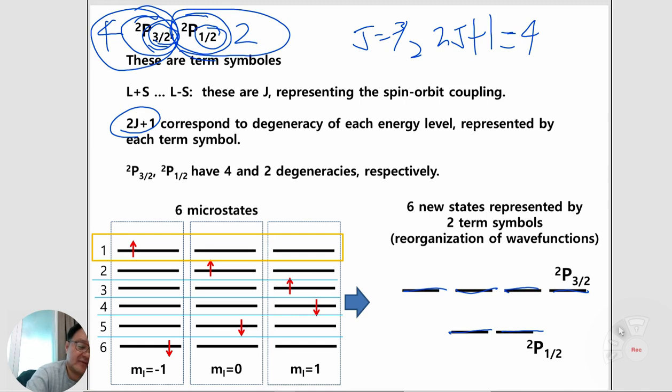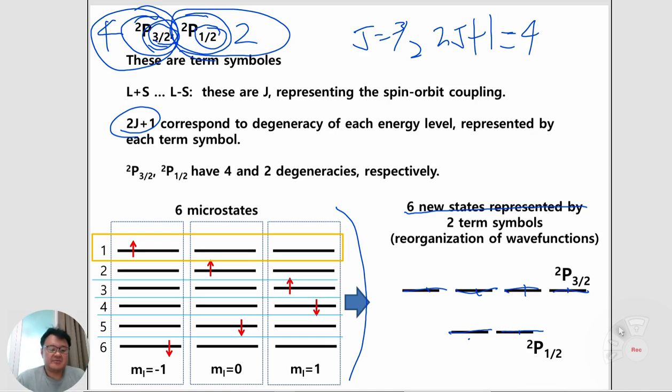Now, we started with 6 different microstates, and we come up to 6 new states, 1, 2, 3, 4, 5, 6, 6 new states represented by 2 different term symbols. So basically, we start with 6 different microstates, and then you reorganize them, and then you come up to 6 states, but separated at 2 different energy levels. Okay? And the system does it to minimize the energy.